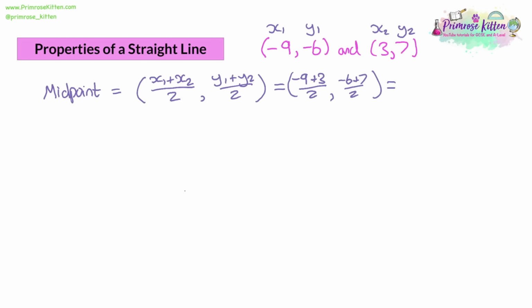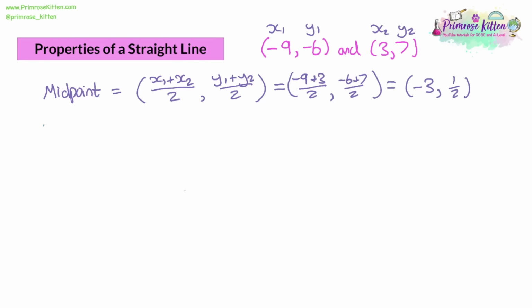-9 plus 3 is negative 6, and divide it by 2, we're going to get negative 3. Then we can do it with the y coordinates. Negative 6 plus 7 is going to give us 1, and then 1 divided by 2 is going to give us a half. So the midpoint, the coordinate in the middle of the line, is negative 3, 0.5.